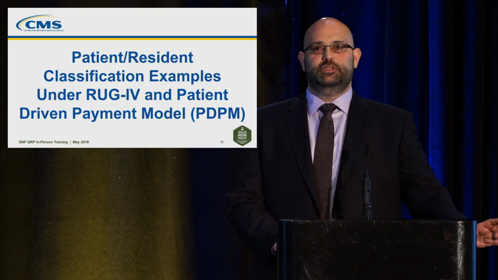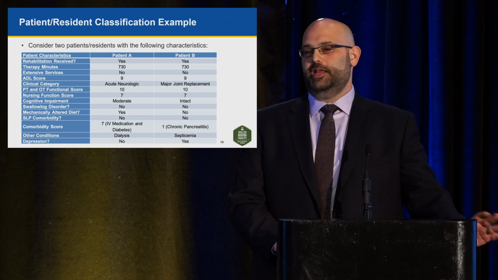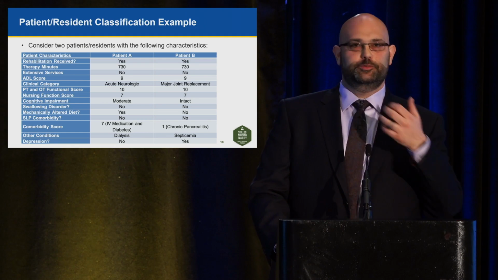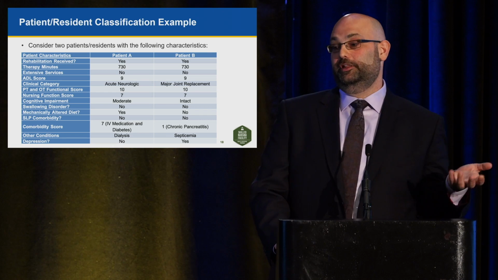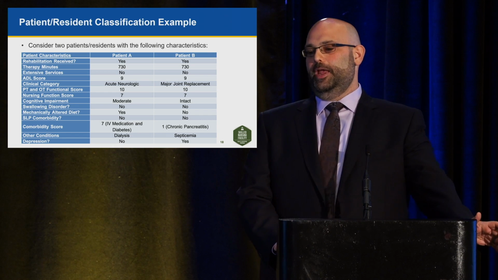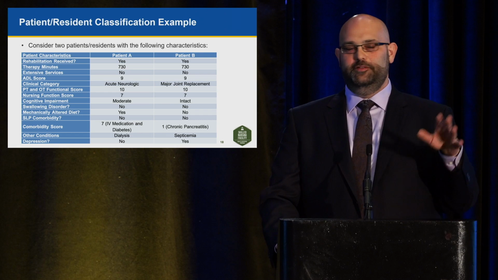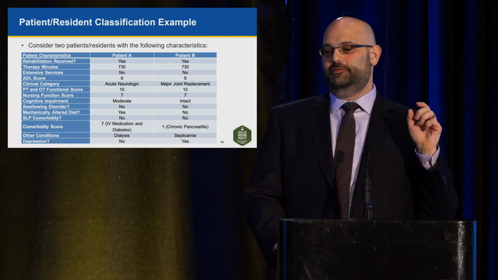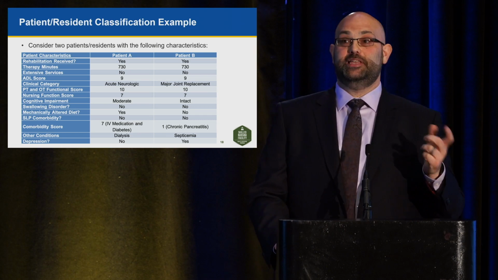So we're going to go through just a quick example of how someone is categorized under RUG-4 versus how they're categorized under PDPM. And we have these 2 patients. Okay, patient A and patient B, because we're very clever in our naming. So patient A, okay, they have a variety of different characteristics that you can see there. Patient B, very similar. You'll notice, though, that the first 4 characteristics for these 2 patients are exactly the same.